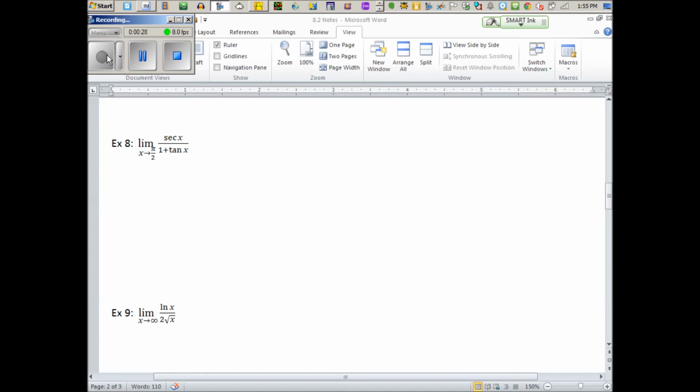Okay? So for example, this next example, example 8, isn't technically 0 over 0 per se, but it is actually infinite on top and bottom. Let me show you why it's infinite on top and bottom. If you take any number near pi over 2 and plug it into secant, you're going to get a value of y that is extremely large. So let me show you why.